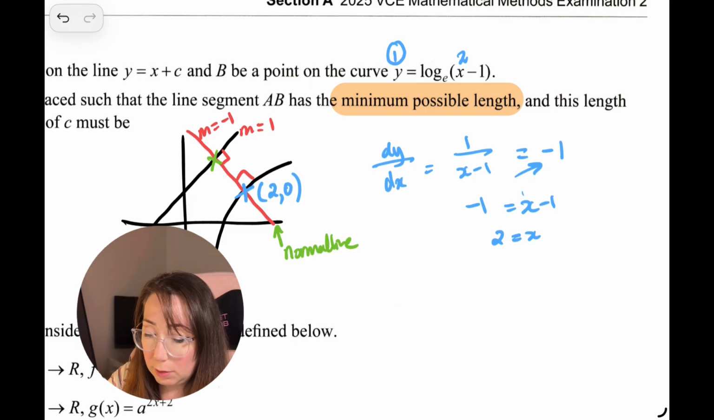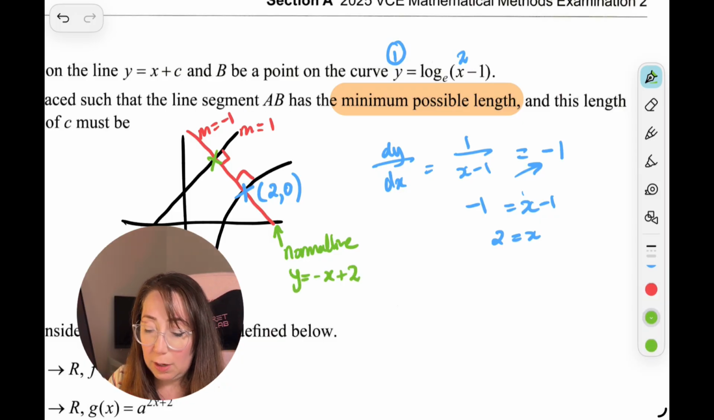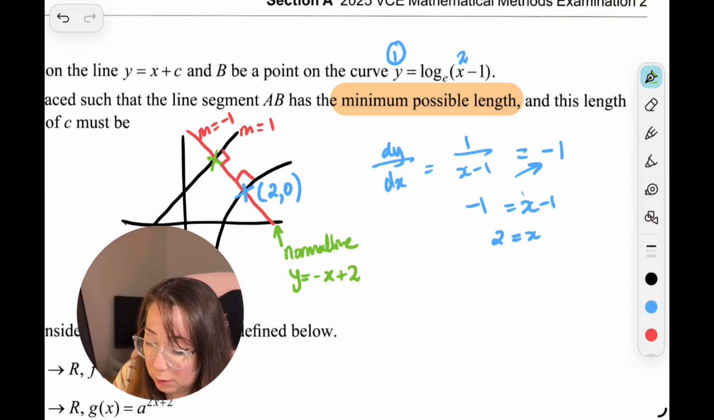So this line is y equals -x plus 2. So to find that intersection, I just need to do the intersection between the normal and the line x plus c.